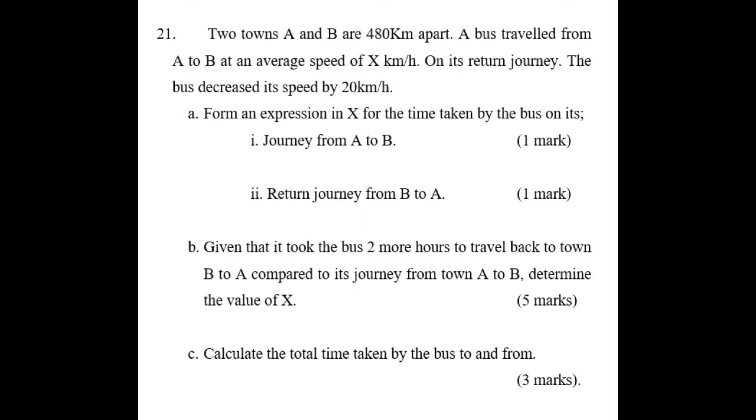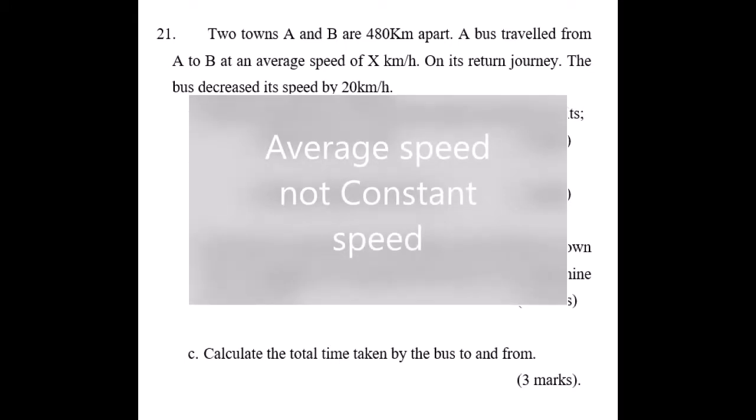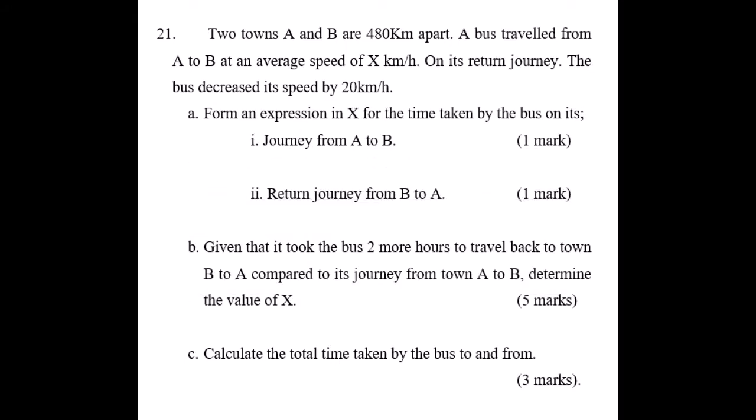Question number 21, it's application of quadratic equations. You're given that two towns are 480 km apart. Then there's a bus traveling from A to B at a constant speed of x kilometers per hour. On the return journey from B to A, the bus decreased the speed by 20 kilometers per hour. So part A, you're supposed to write down an expression to represent the time taken for the bus to move from A to B. Then Roman 2 of part A, you express another expression for the time taken for the bus to travel from B to A.